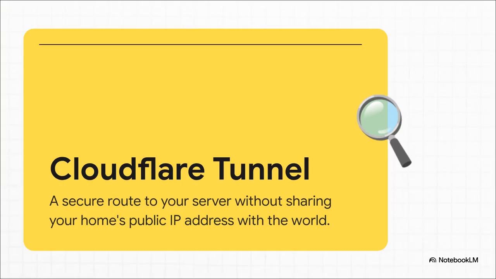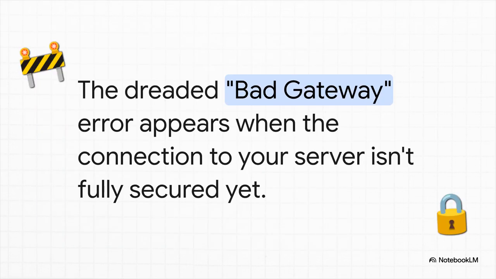The best way to picture it is like this. Instead of putting a huge sign on your house with your address, you give everyone a key to a secret, super secure mailbox downtown. Cloudflare manages that mailbox and has a private encrypted tunnel that leads directly to your front door. It's amazing for security, and it keeps your home network completely private. But you knew it couldn't be that easy.